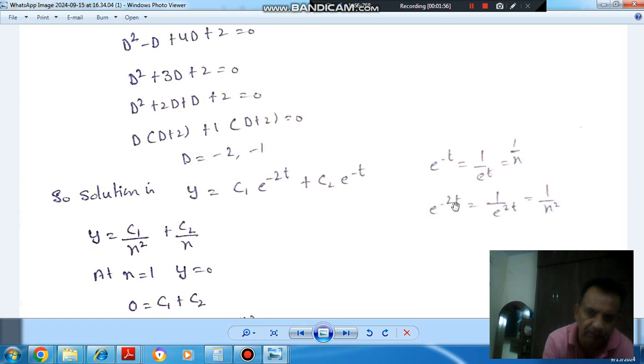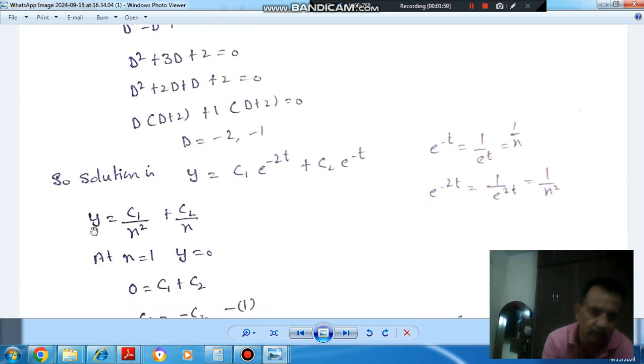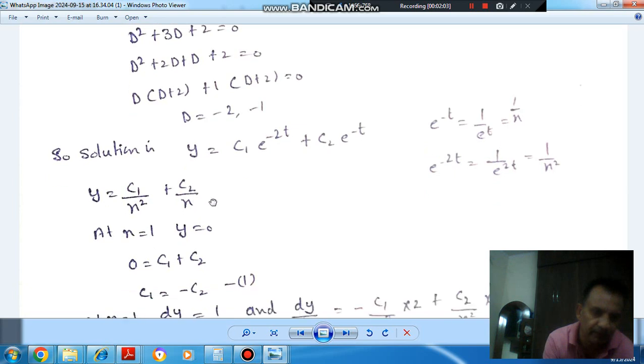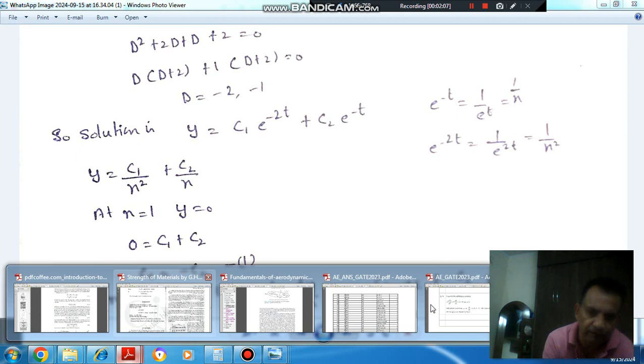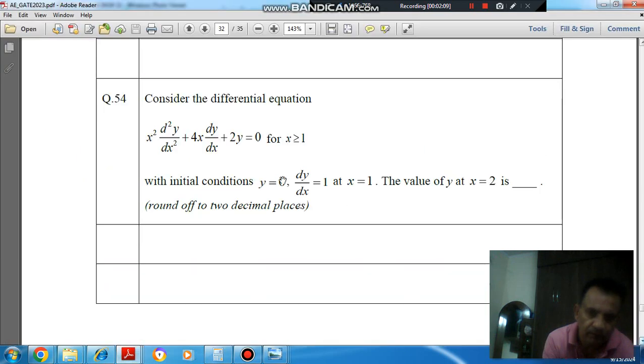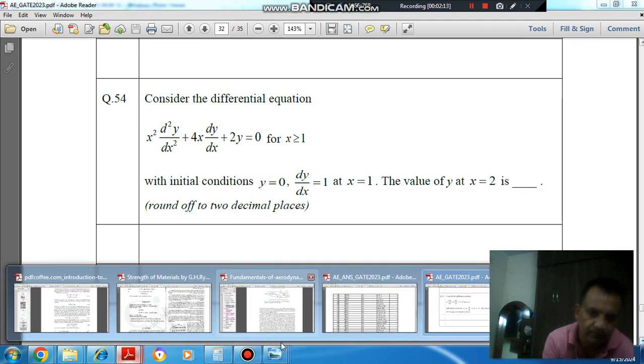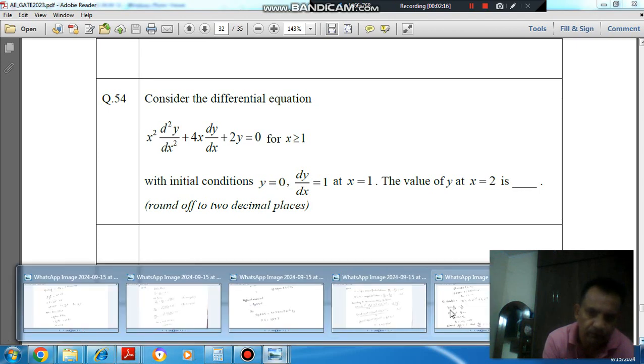The given conditions are, at x is equal to 1, y is equal to 0 and dy by dx is equal to 1. So at x equal to 1, y equal to 0, putting x equal to 1 we get c1 plus c2 as 0, so c1 is minus c2.